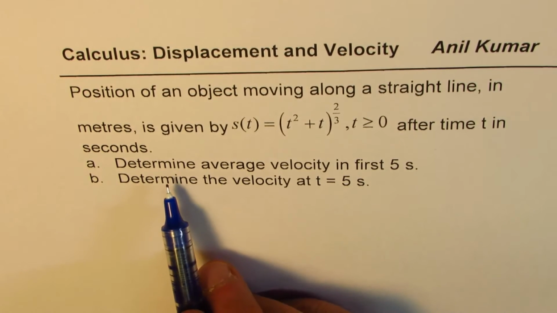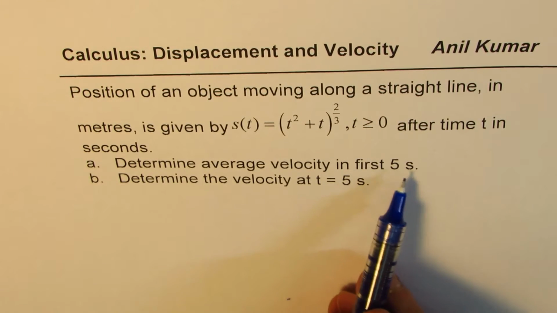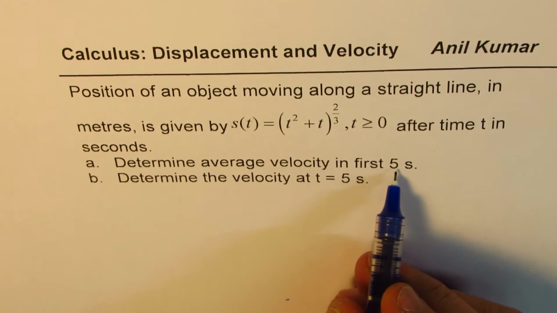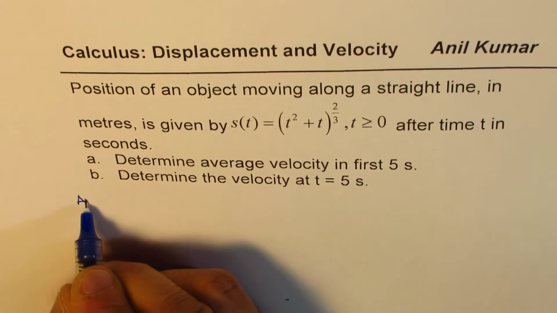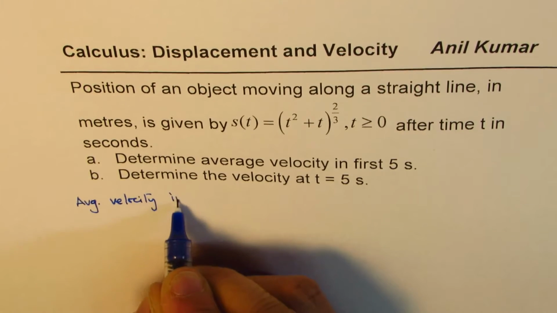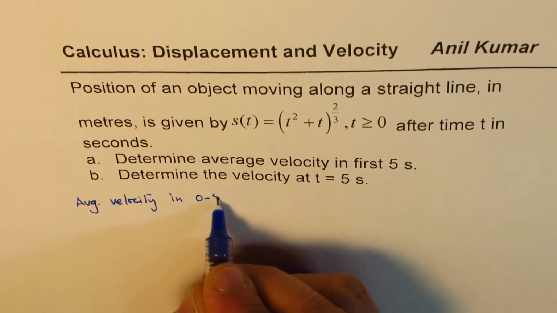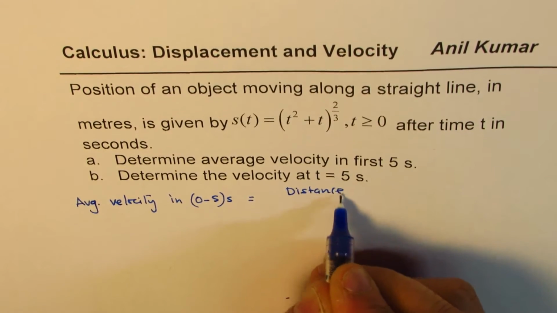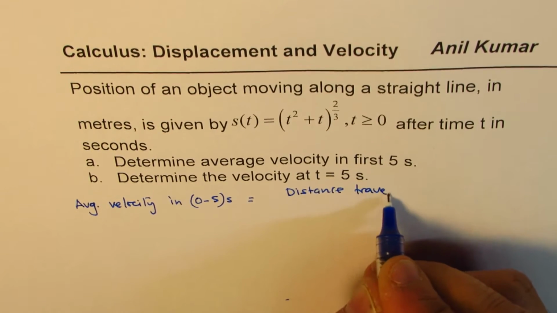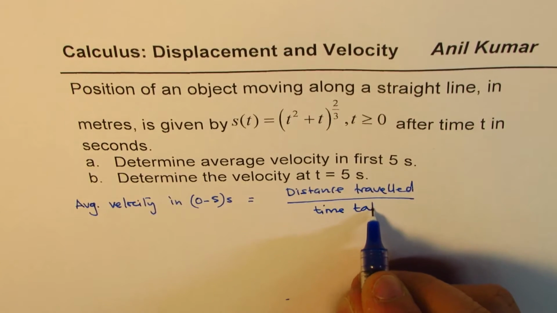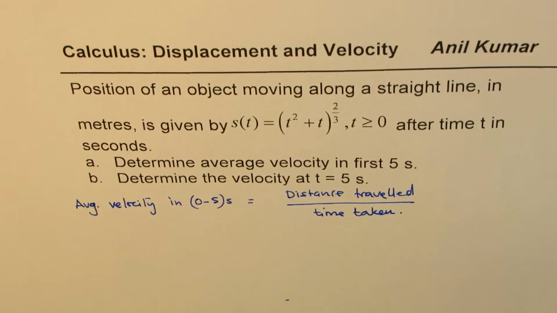Now part A is to determine the average velocity in the first 5 seconds. How do you do it? Well, we can look at the distance traveled in 5 seconds. So the average velocity in the first 5 seconds, meaning 0 to 5 seconds, will be the distance traveled divided by the time taken. That gives you the average velocity.